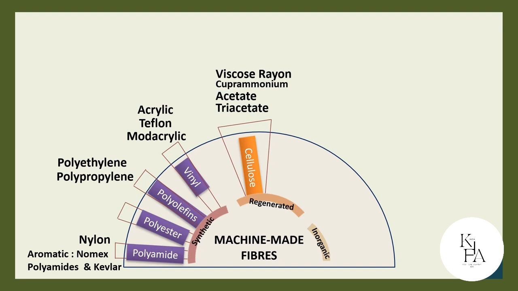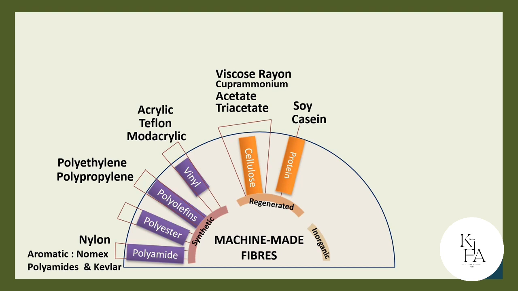The other one is the protein regenerated fibers. They are made by dissolving proteins like casein from milk and soya bean protein in chemicals that form the spinning solution, and then fibers are extracted from it.